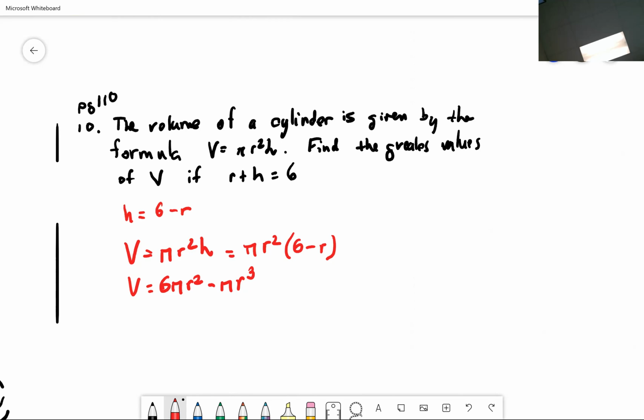right? And now I can go ahead and take my derivative, dV dr, which in the first case is going to be 12 pi r minus 3 pi r squared. And that is my derivative. Now notice that the pi is being treated as a constant. Pi is a constant.